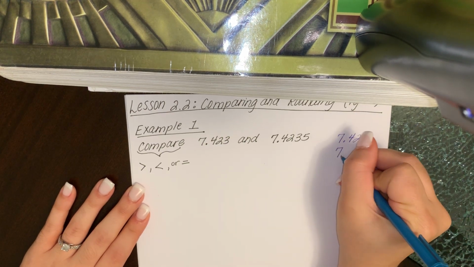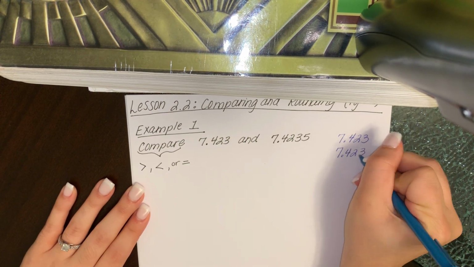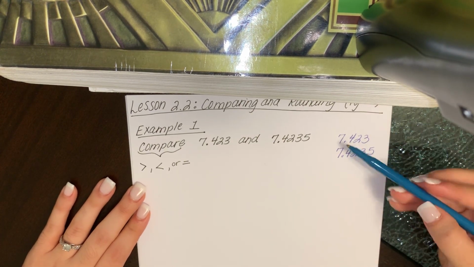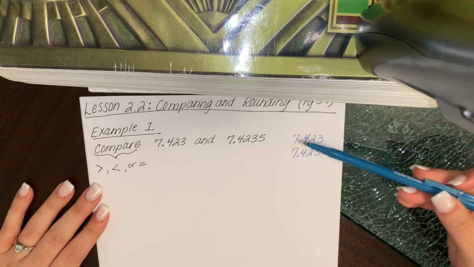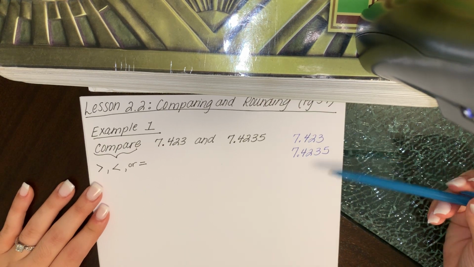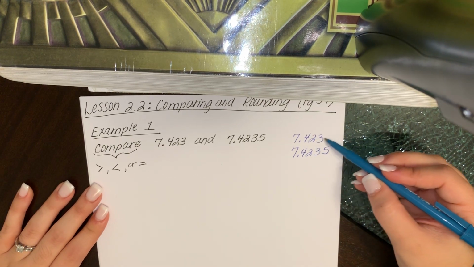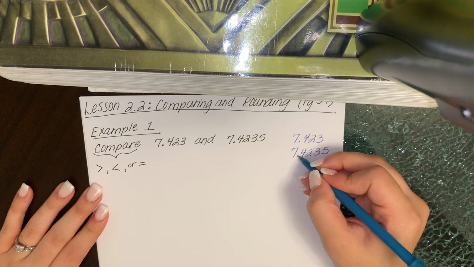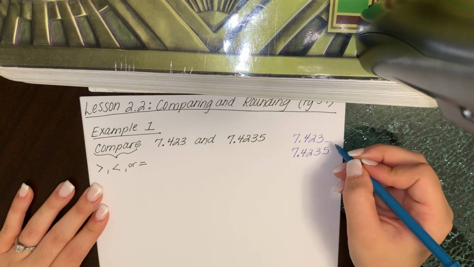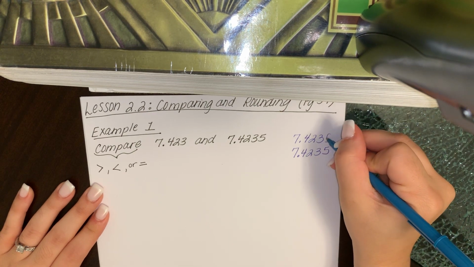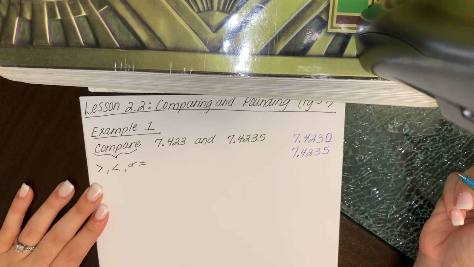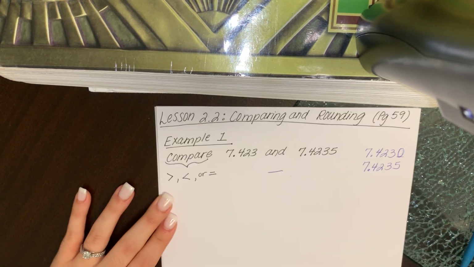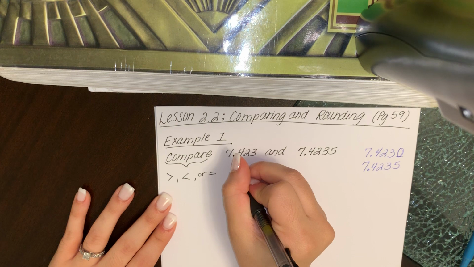7.423 and 7.4235. What I even recommend is that once I have all these numbers, I make sure I have the same amount of digits. For example, there are 4 digits here, but there are 5 digits here. So what can I put at the end of this one? Well, I can definitely put a 0, and it'll still mean the same thing. All right, so now we're going to compare which one's bigger and which one's smaller.